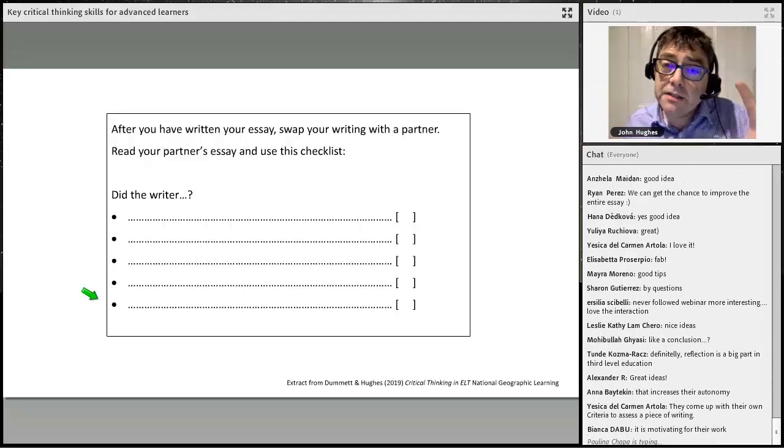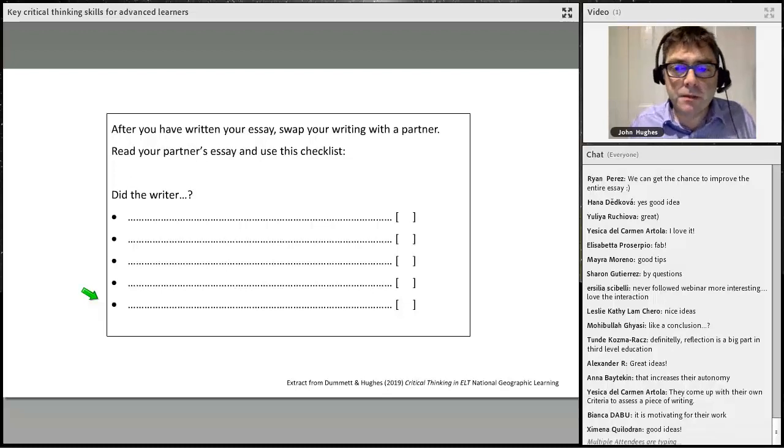And you need to set aside time. It takes time to do it with the students, but as you say, Bianca, it's really motivating, and it's a way of raising the quality of their work, I think, in the long term. So I would really recommend it.